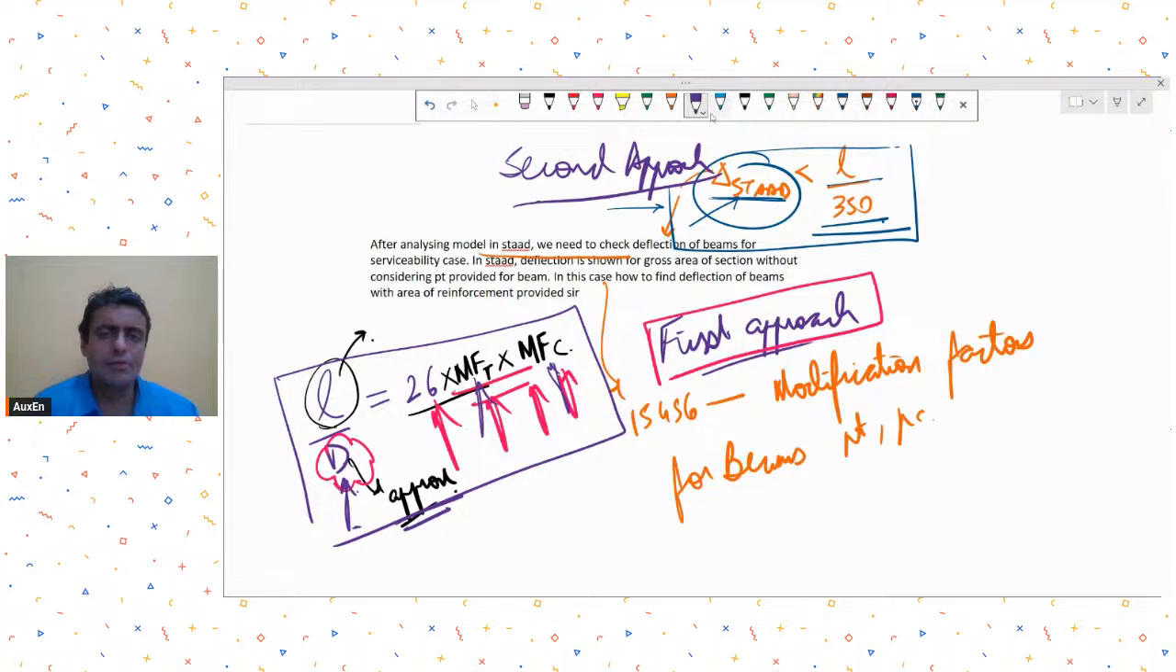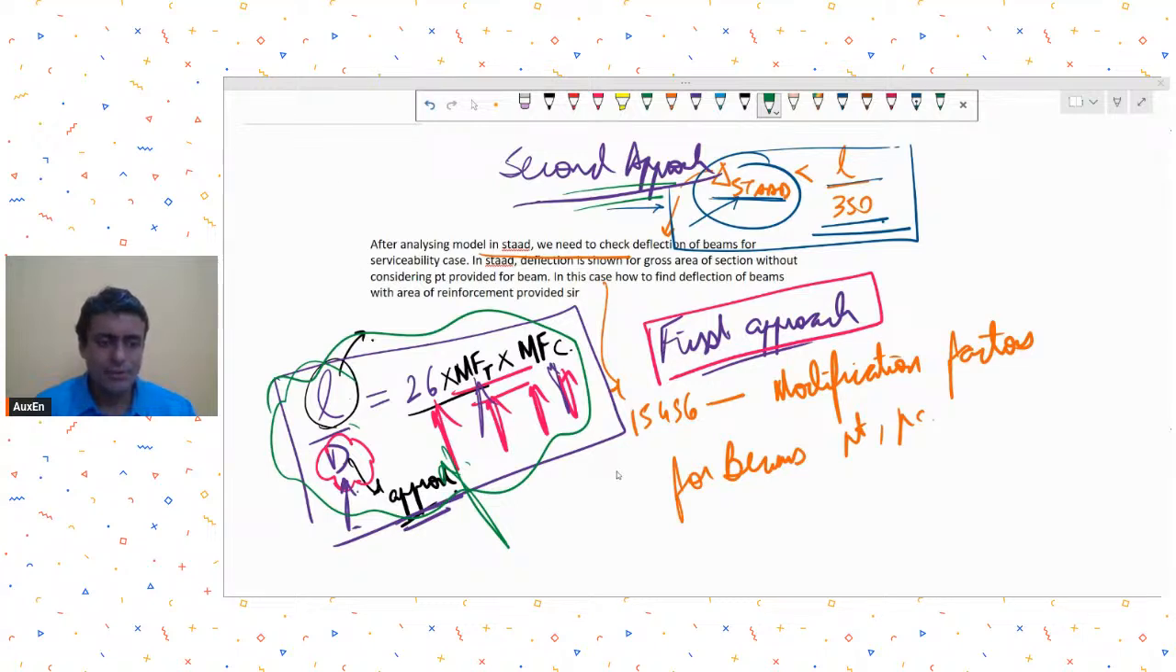In the earlier times when we did not have software, it was difficult to analytically calculate the deflection of a beam. Then we used to maintain the L upon D ratio in this manner so that the deflection check is deemed to be satisfied. Okay, good. So I think this doubt is done.